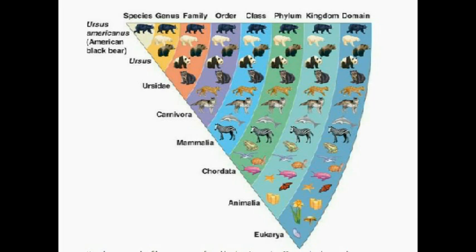An important thing to point out is that as I progress from kingdom or domain to species, the number of species in each category gets fewer and fewer, and the categories get more and more specific. For example, in the phylum Chordata here, there are many species, but there is only one species in the species Ursus americanus, the American black bear.